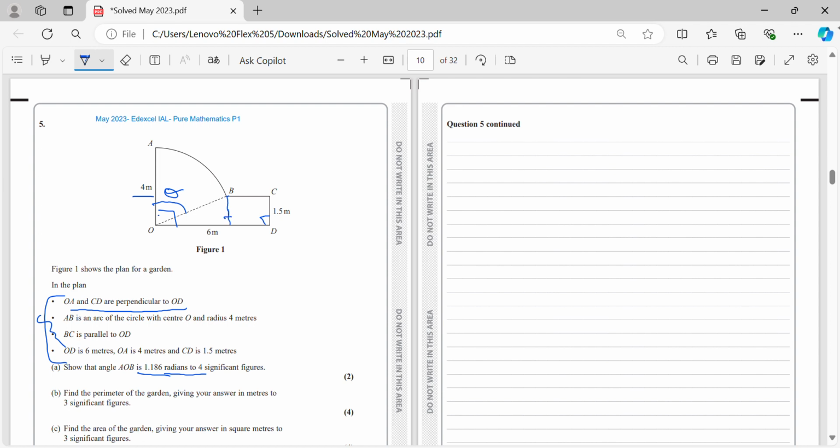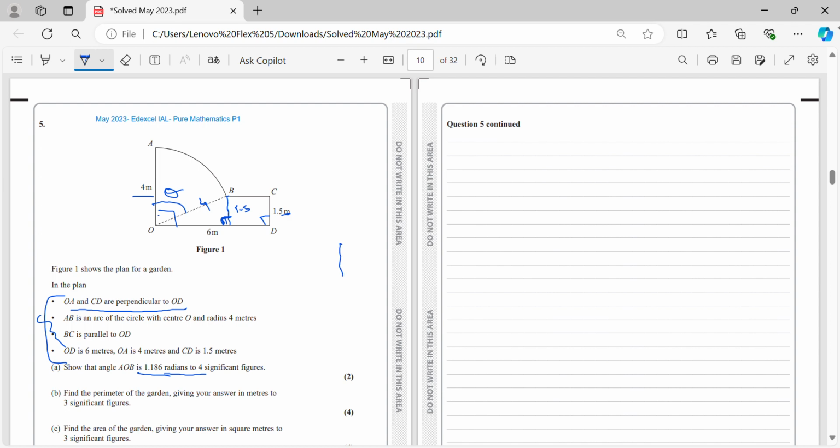So this is a 90-degree angle as well, pi by 2, right? This is 1.5, and because this line is parallel to CD, it is also 1.5. So this length is also 1.5. And because the radius is 4, OA is a radius of the sector, and OB is also a radius of the sector, so OB is 4 as well.